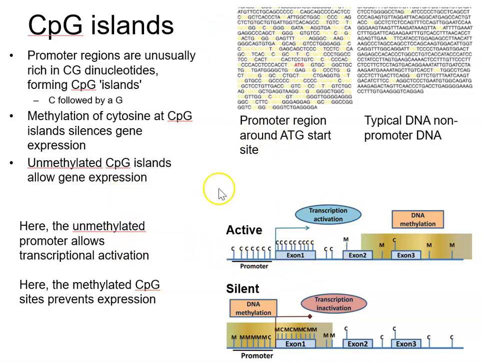So in this representation of an actively expressed gene, we've got a promoter region, exon 1, exon 2, exon 3, and we've got lots of Cs in here which are all unmethylated, represented by the letter C, and we get active transcription going on. Don't worry about what's happening downstream. In a silent gene, the majority of those CpG islands, Cs followed by Gs, would be methylated, and that will result in transcription inactivation and gene silencing.